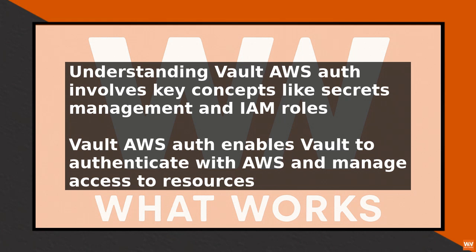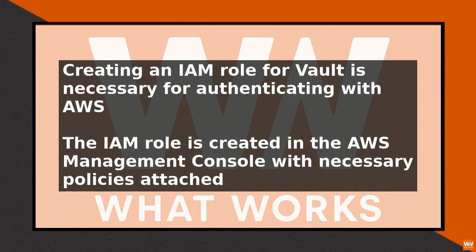resources. To set up Vault AWS Auth, you will need to create an IAM role for Vault. This role will be used by Vault to authenticate with AWS. You can create the role by logging into the AWS Management Console and navigating to the IAM dashboard. Create a new role and attach the necessary policies to it, such as the Amazon EC2 read-only access policy.